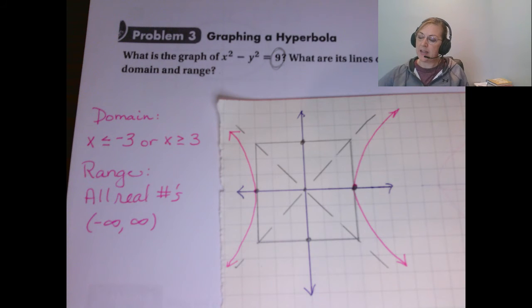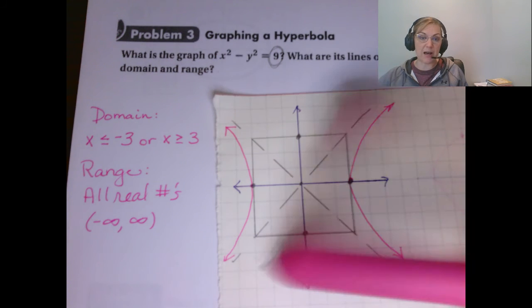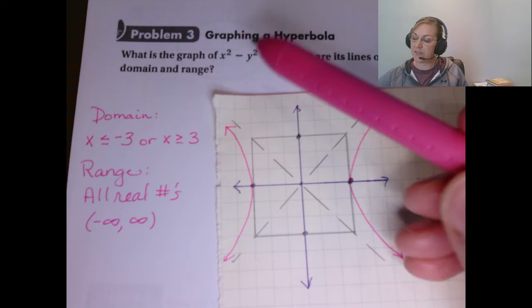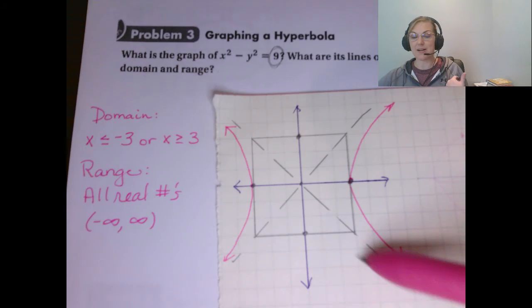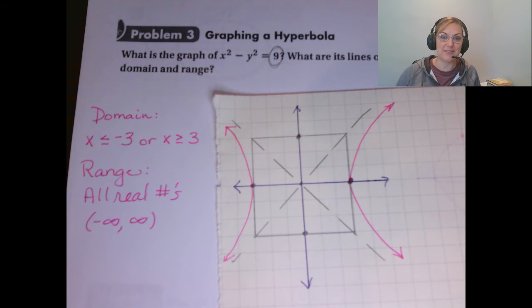Someone asked me, how do I know if the branches go on the top and the bottom? If the y-squared came first, you would know the branches went on the top of the box and the bottom of the box. It's really a lot of fun if you get into the details of the conic sections, because then it's interesting to see how they all work together. All right. Let's see. I think I've got another one here.